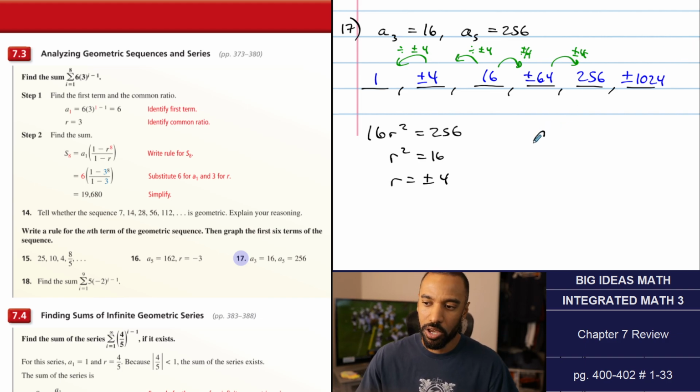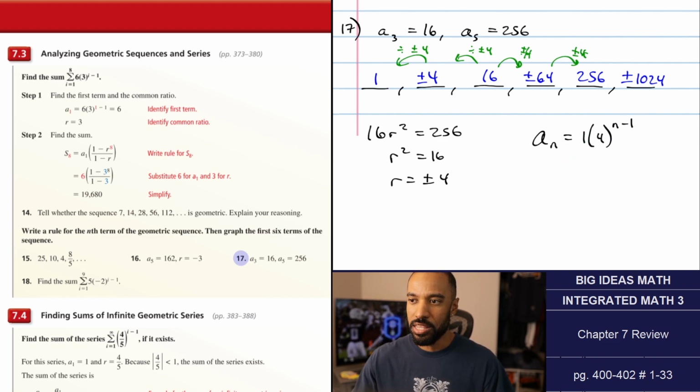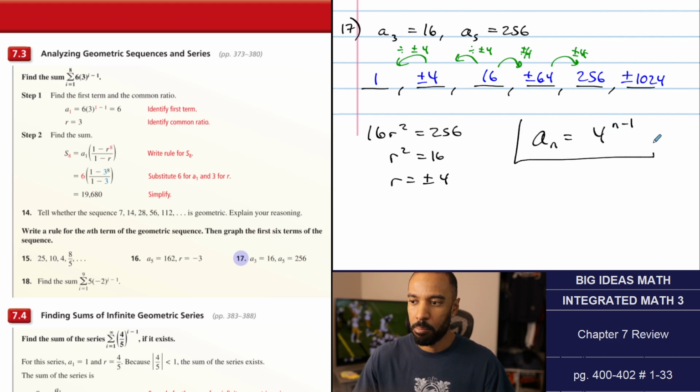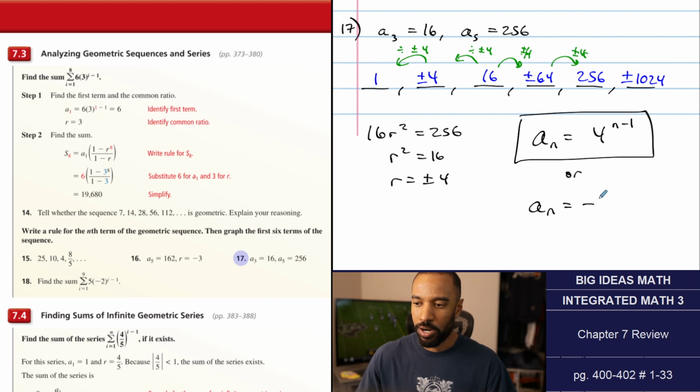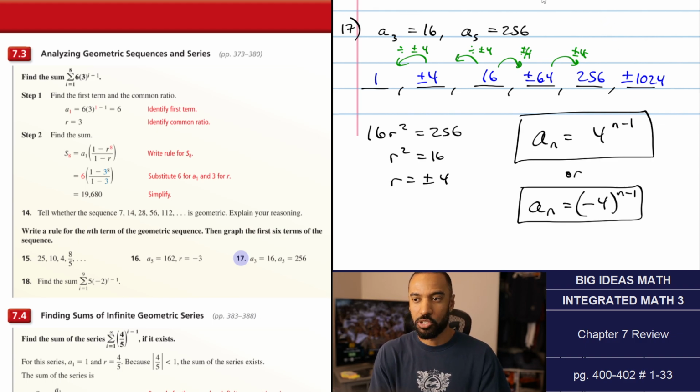As far as the rule goes, it's going to be a sub n equals 1 times 4 to the n minus 1 power. Now, I don't need the 1 specifically because 1 times anything is just that value, so we could write this as the answer. No parentheses would be required given that this is a positive integer, so we could just write it as 4 to the n minus 1 power, boom. Or it could be negative 4 as the common ratio to the n minus 1 power. The first term would still be 1. So 2 different answers there.